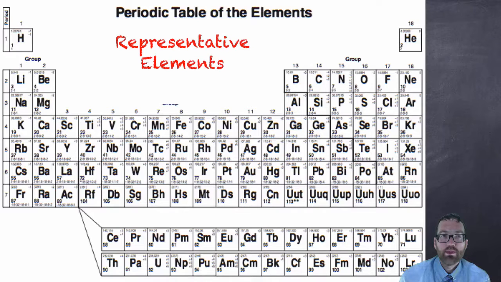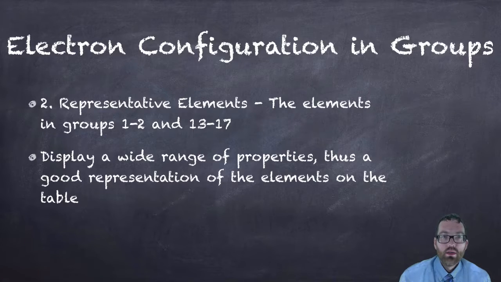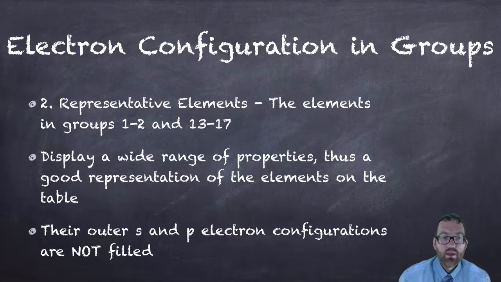Next, let's look at the representative elements, groups 1, 2, and 13 through 17. They display a wide range of properties, which is why they are a good representation of all the elements on the table. They have metals, they have metalloids, they have nonmetals. That's why they're called representative elements.